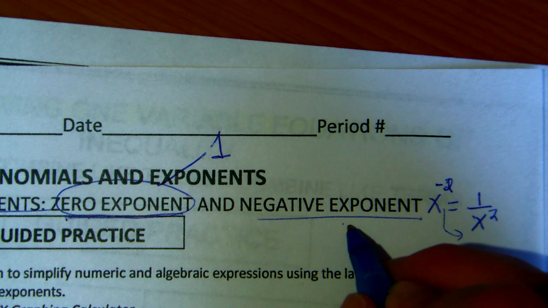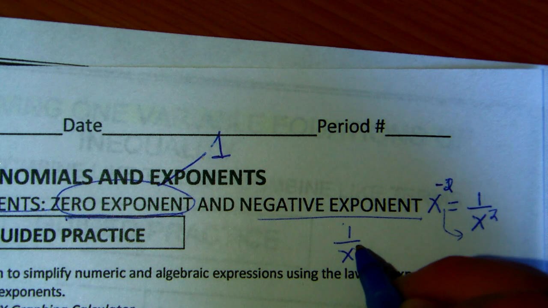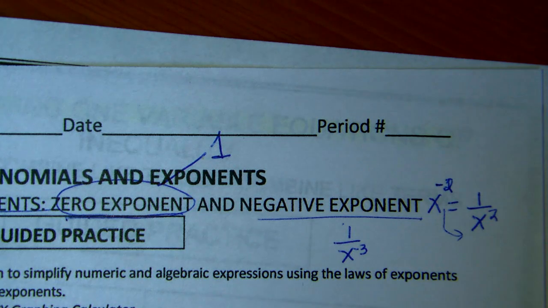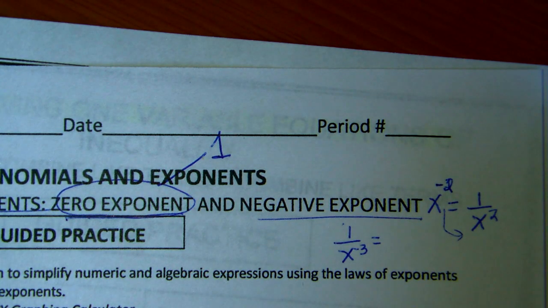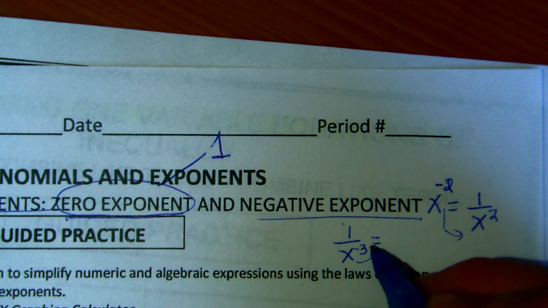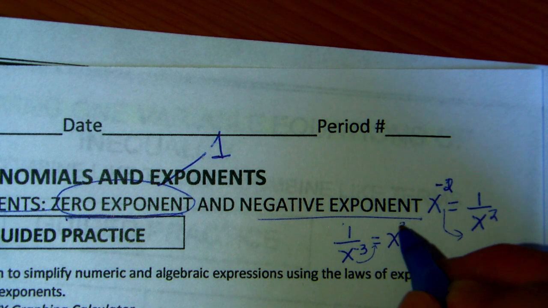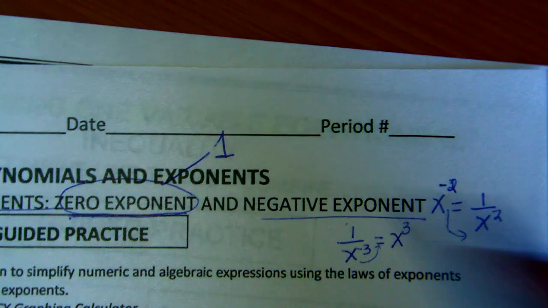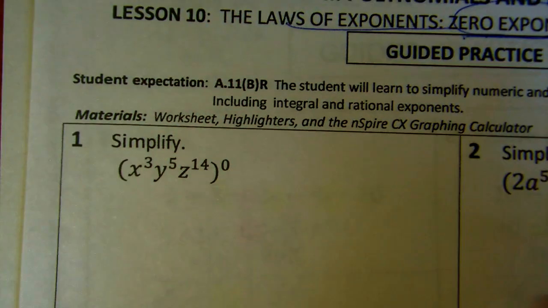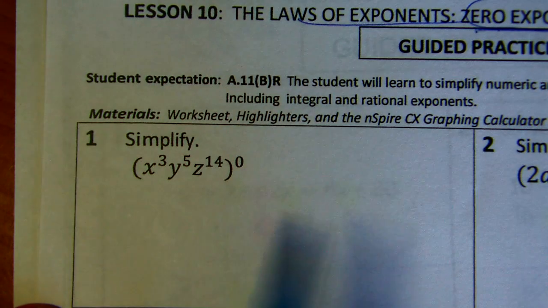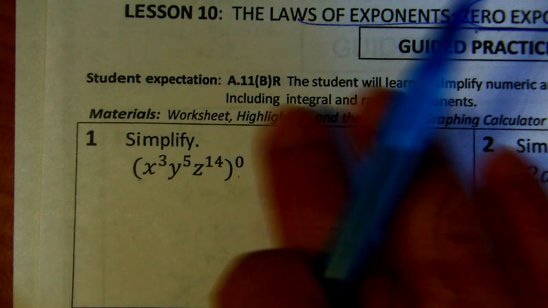If you have 1 over x to the -3, if it's in the bottom and you want to simplify, you don't want the negative exponent, so what do you do? You send it to the top. So now you have x to the power of 3. All right. So we're going to use those laws to simplify these expressions. So look at this one right here.